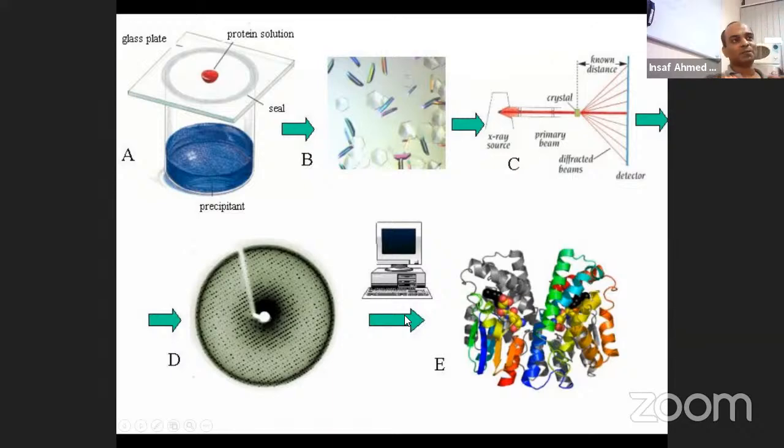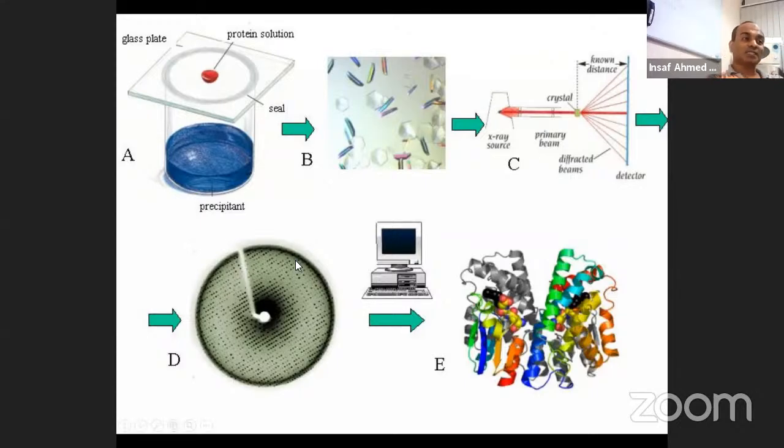Because the computer has the software. You download software like CCP4 or Phenix on your computer and process the data there. After processing, you will have indexing, integration, merging, and then scaling. After scaling, the next step will be the phase information.